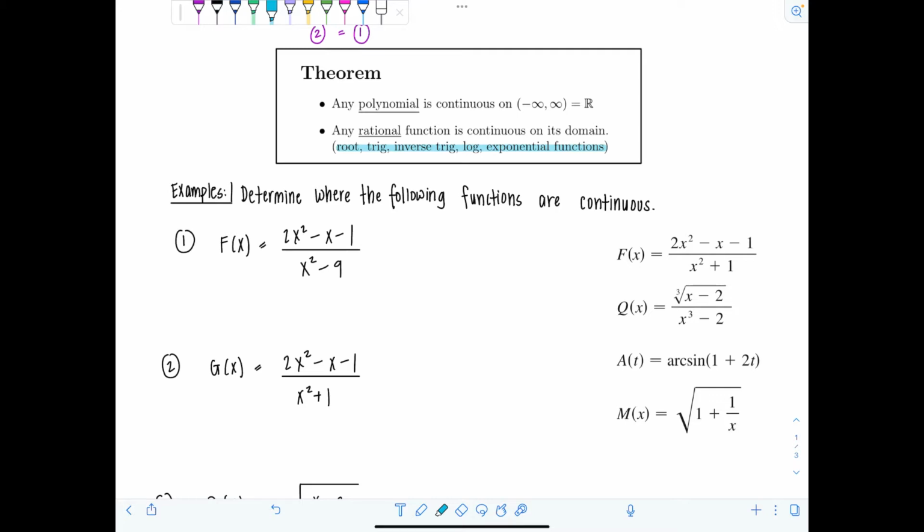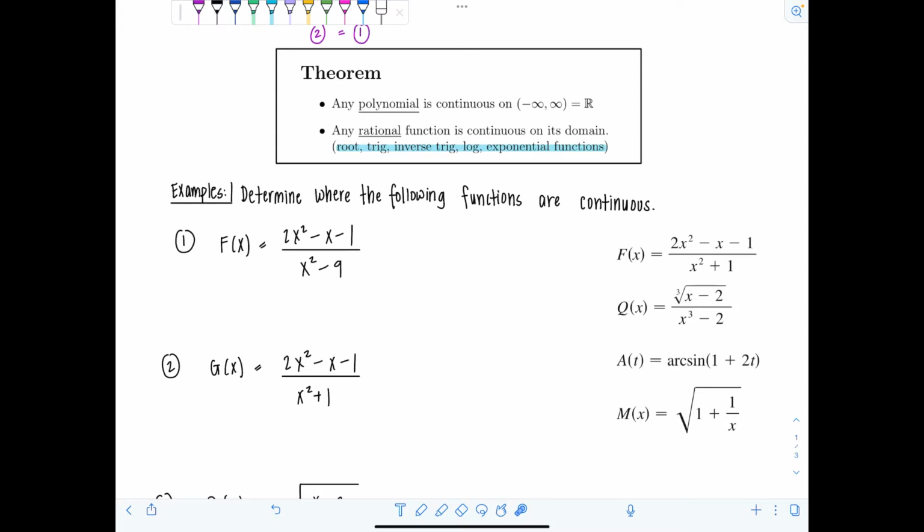So if somebody comes up to you, your teacher or someone off the street, who knows, and asks, where is this function continuous? And if you can determine that it's a polynomial, rational, root, trig, etc., then stating where it's continuous is equivalent to stating the function's domain, okay? It obviously gets more tricky when you have a piecewise defined function, and that's what we're going to focus on later, but I want to reinforce this concept first.